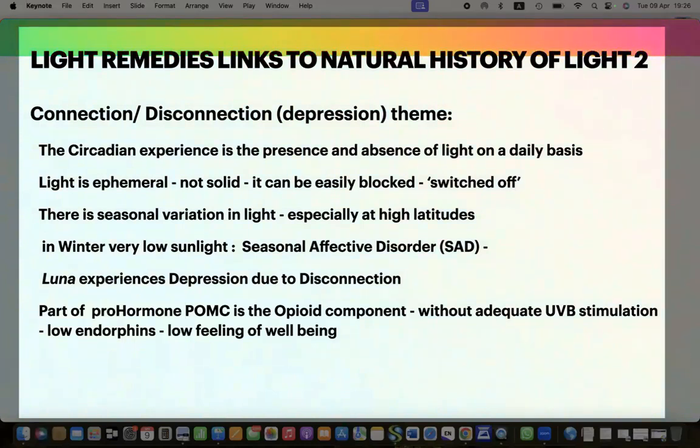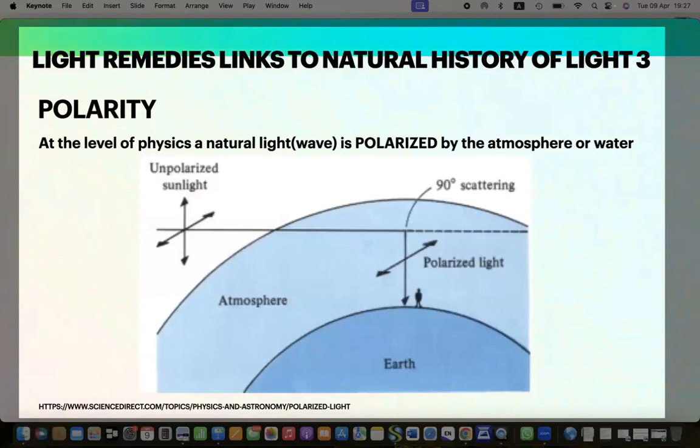Part of the pro-hormone POMC is the opioid component. Without UVB stimulation, there are low endorphins, a low feeling of well-being, and depression. Polarity came up as well in the light remedies. This is just a diagram showing that sunlight is polarized by the atmosphere. As it comes in on the left, it's in both axes, but the atmosphere scatters it to one axis only.